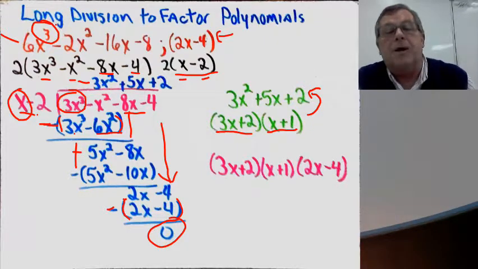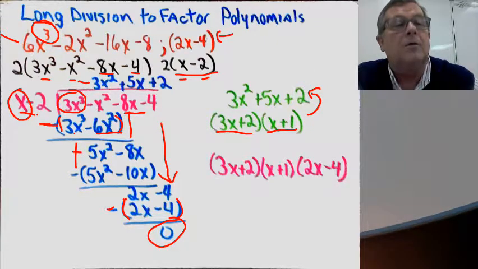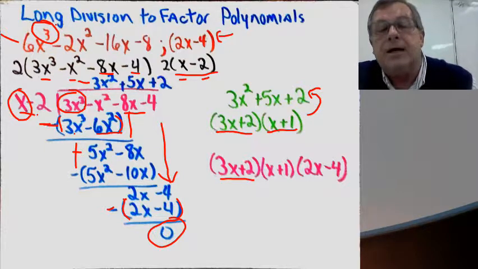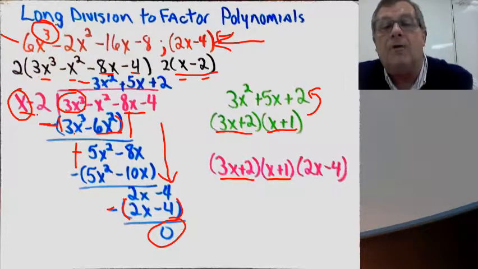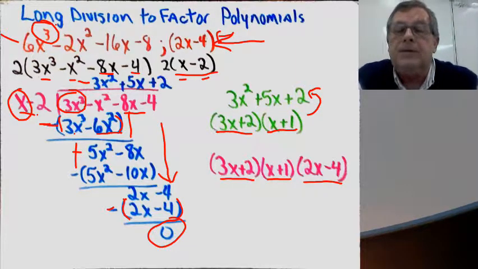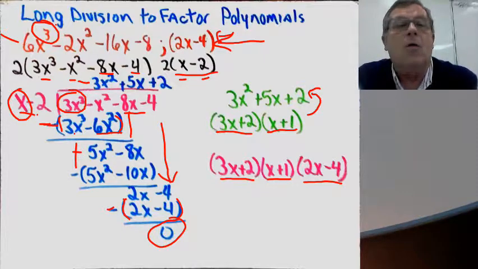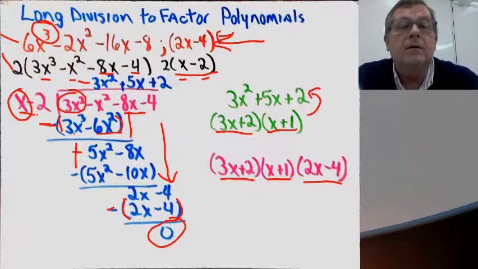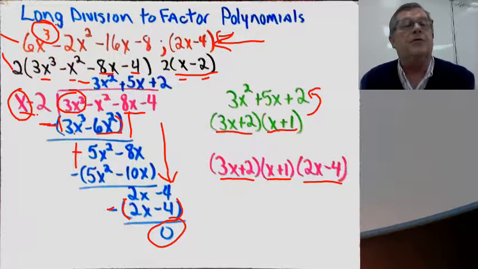So now I'm going to list my three factors of this original polynomial, 6x cubed minus 2x squared minus 16x minus 8. One of those is 3x plus 2. The second one is x plus 1. And remember, I've got to go back up to the factor I was given, and my third factor is 2x minus 4. So again, a little bit different wrinkle where I had the opportunity to factor something out at the very beginning to make things a little bit more simple. And I like simple. And so we have factored using long division.